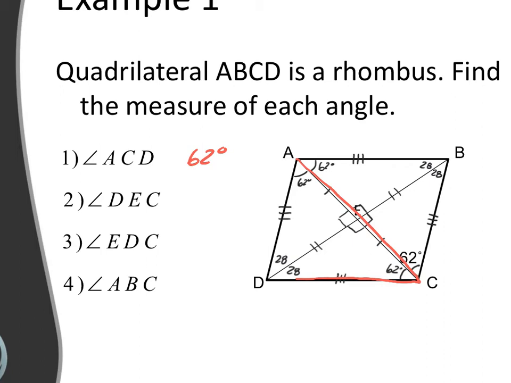DEC. How much is that angle? 90 degrees. And then we've got EDC. Where's EDC? How much is that angle? And then finally ABC. So take a moment, because it shouldn't take you long, but it does take a little more thought than the others. 56, because that's 28 and 28.